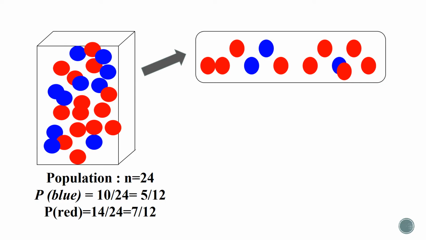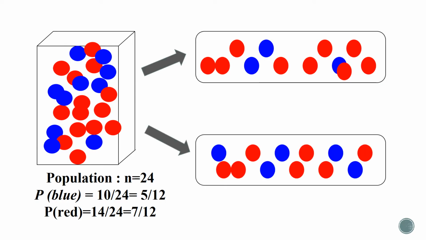As you can see, we've already created our first sample, then this the second sample. In your own opinion, do these two samples resemble the original population perfectly? The answer is definitely no, and I would show you why.